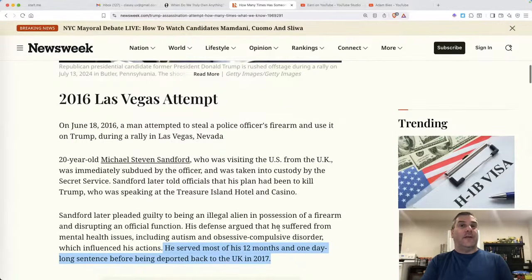in 2017. So, the moral of this story is, if I had tried to kill Donald Trump by grabbing a gun from a police officer and actually tried to kill the president of the United States, if I had tried to do that and actually admitted to trying to kill Donald Trump, I would have gone to jail for 12 months and 1 day.